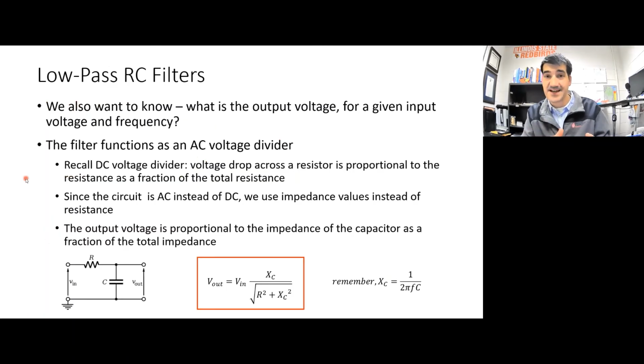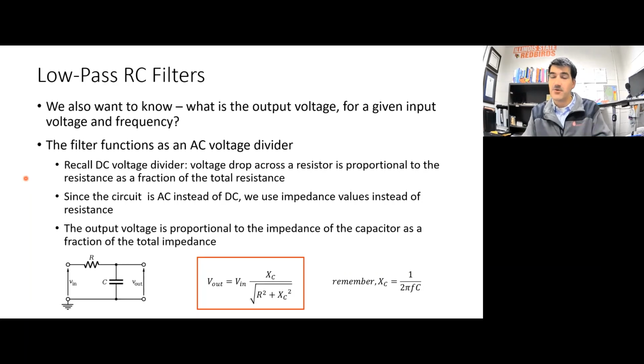The other thing besides cutoff frequency that we want to know about a circuit is what's going to be the output voltage for a given input voltage at a specific frequency. So let's say we've got a filter, and let's say that our input signal is 200 hertz at 20 volts. What's going to be the output voltage of that signal?